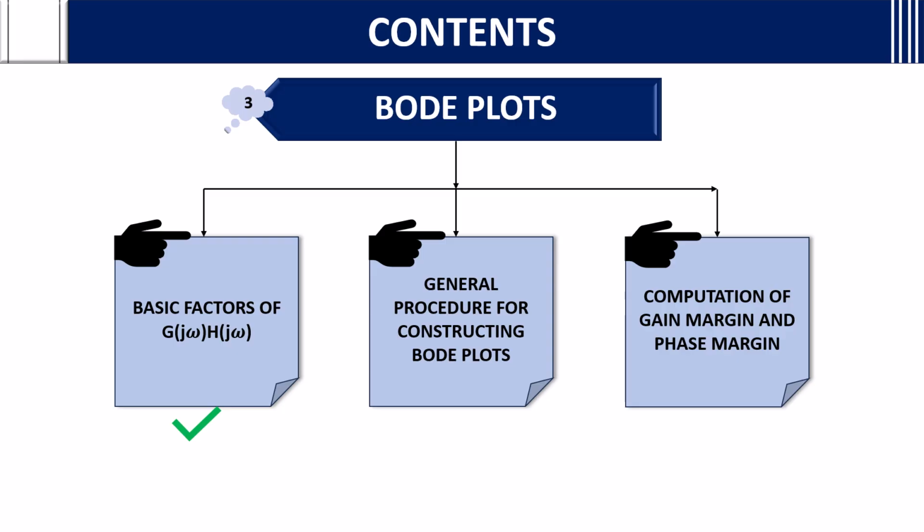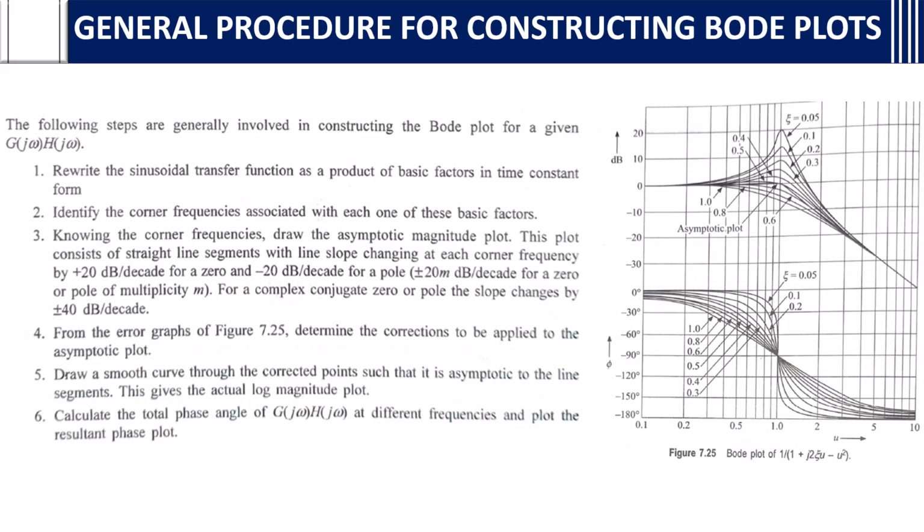I've already completed the basic factors of G of j omega and H of j omega. In this video, I'm going to cover the general procedure for constructing Bode plots, how to construct the Bode plot. The general procedure consists of a sequence of steps. That is, the following steps are generally involved in constructing the Bode plot for a given G of j omega and H of j omega.